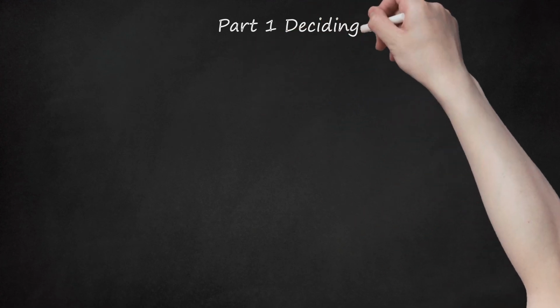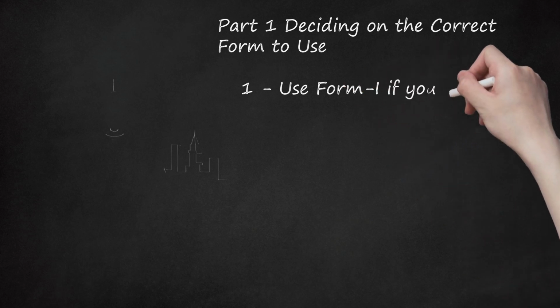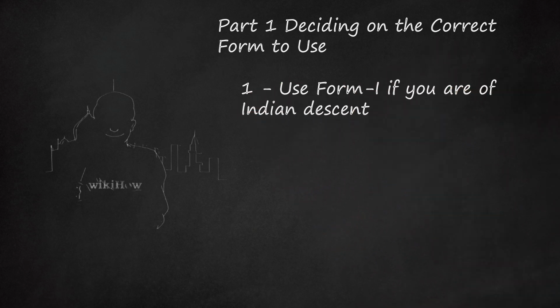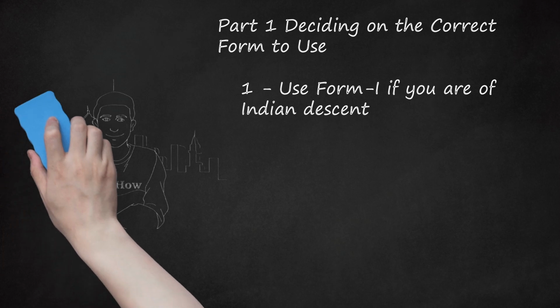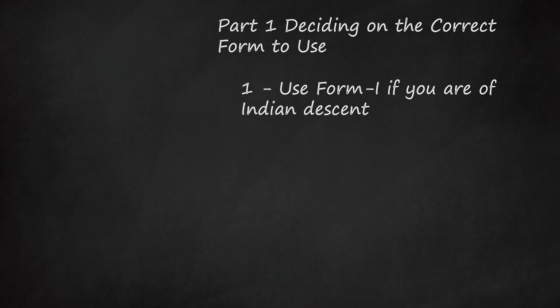Part 1. Deciding on the correct form to use. 1. Use Form I if you are of Indian descent. If you have been living in India for at least 7 years, you will use Section 5(1)(a). If you've lived outside of India, you will use Section 5(1)(b). Indian descent is defined as a person who was born after August 15, 1947 in India or a territory that became a part of India, or if she has a parent that fulfills that qualification.